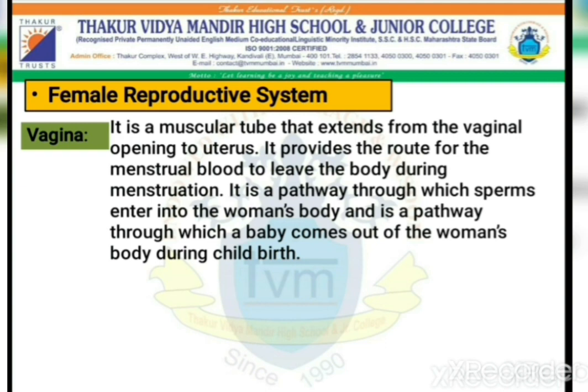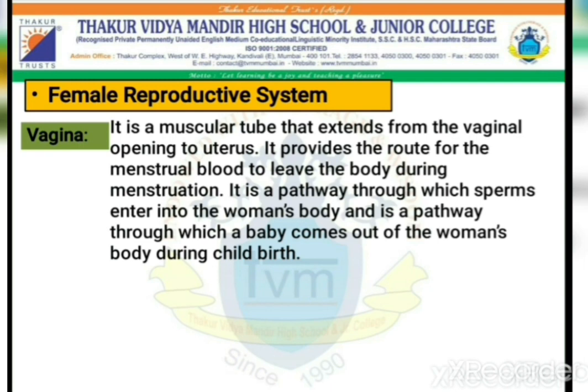So it is a muscular tube, then it provides a route for the menstrual blood to flow out. It is a pathway through which the sperm enters the woman's body. It is a pathway from which the baby comes out.